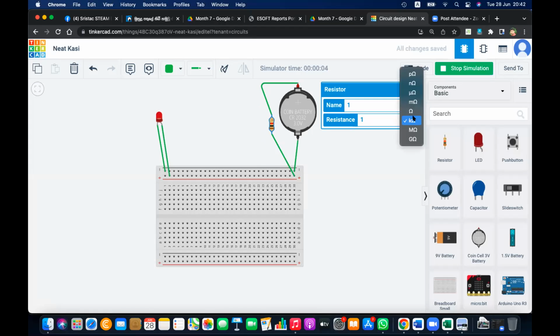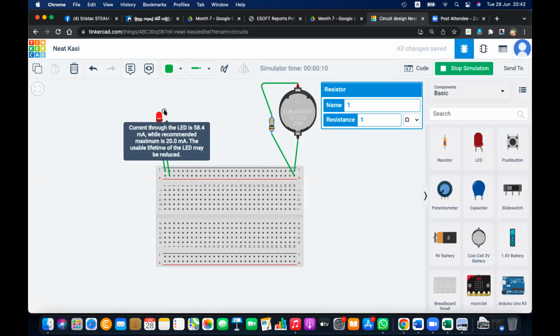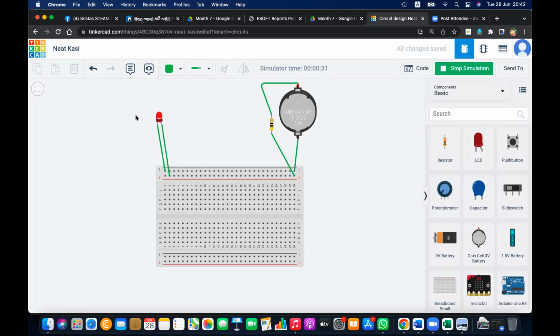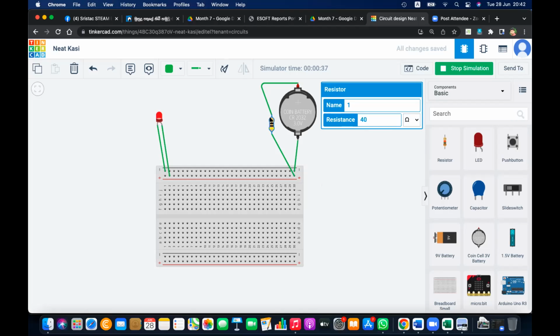So let's change the resistance in ohms. If it's 1 ohm, that is still a problem, 58.4. So let's put 10 ohm. Still there's a problem, it's sending 38.9 now. Actually, V equals IR, I think you know the equation. So let's increase R, the resistance, to 40 ohm, and now we can see it's healthy, working well. I just put 40 ohm, and that is enough. That will control this current.